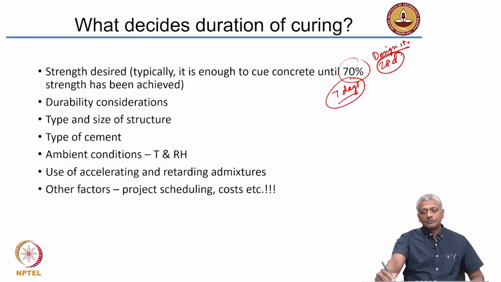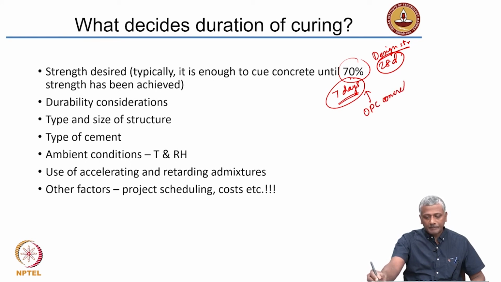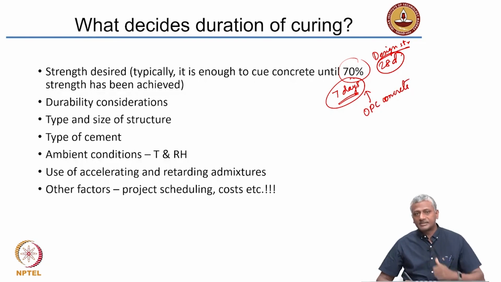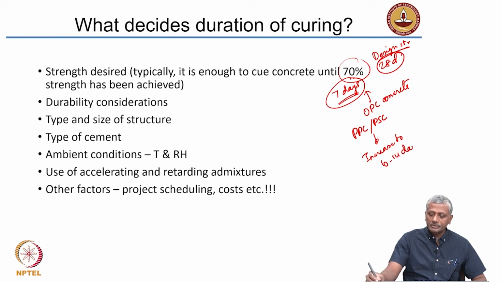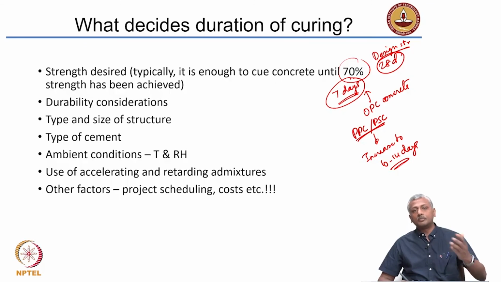Okay. So most cases with just plain OPC concrete, you may want to cure for 7 days. Okay. But when you are using PPC, Portland Pozzolan Cement, or PSC, this curing duration increases to 10 to 14 days because these cements will be slower to reach the strength level of OPC.